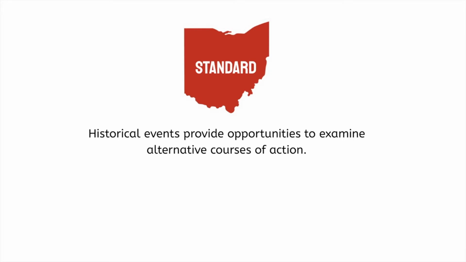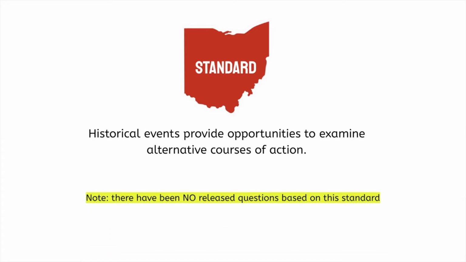The first standard is historical events provide opportunities to examine alternative courses of action. Now, this is an interesting standard because going through all the released questions, I was unable to find any questions that actually fit into the standard. So these are questions we haven't really seen before and will only appear on the test. So here are some things that we can look for and anticipate.